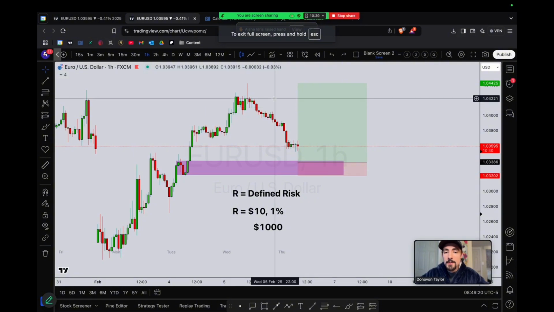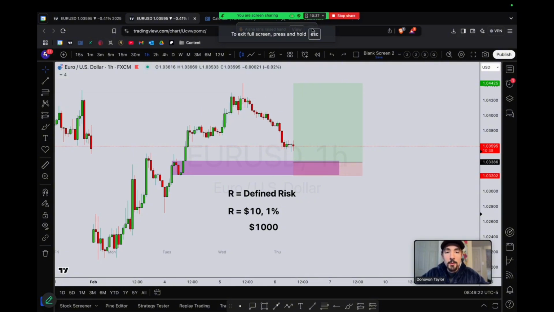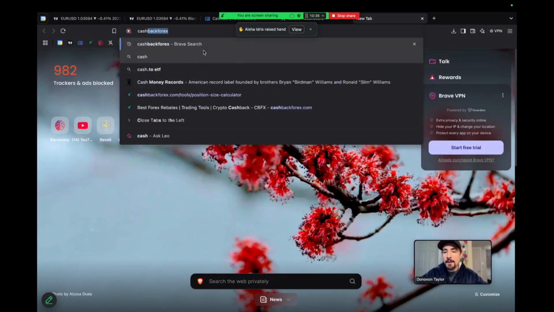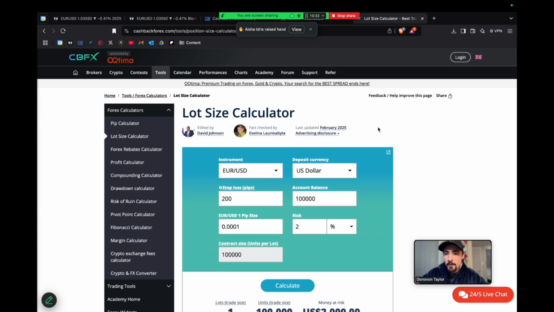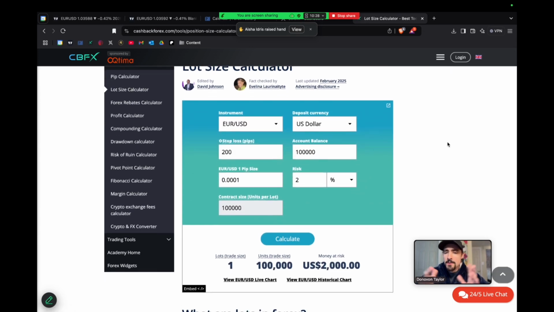So there's one way to do this that I think is personally very quick and easy, and it's using a calculator called cashbackforex.com. Their position size calculator is fantastic. Okay, now there's other calculators out there. The reason that I prefer this one more than any other is because you can properly calculate your lot size on any instrument. Some calculators, they don't let you properly calculate your lot size for gold, for Bitcoin, for US 30, NAS 100, different instruments or different assets that you might look to trade.